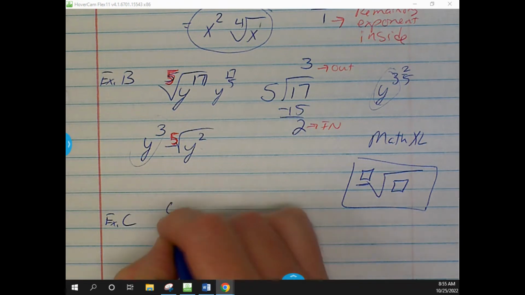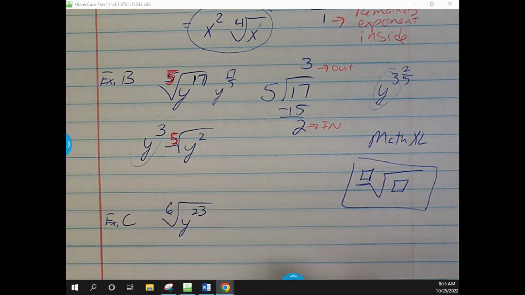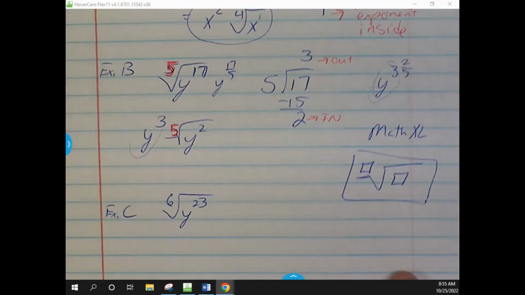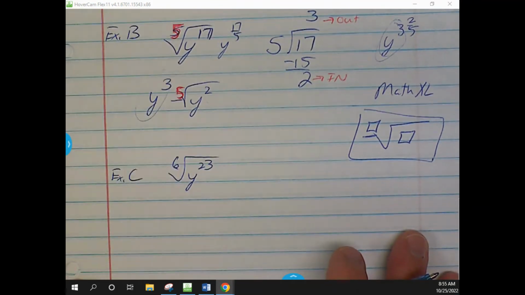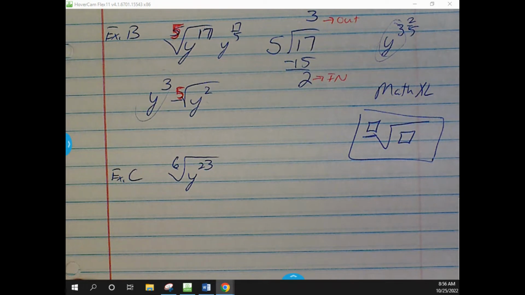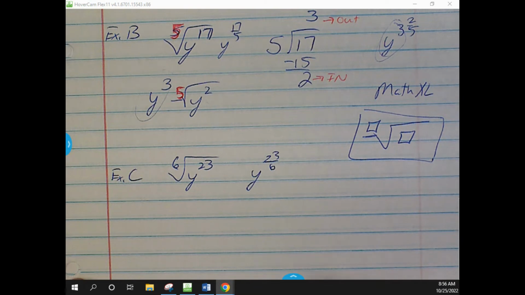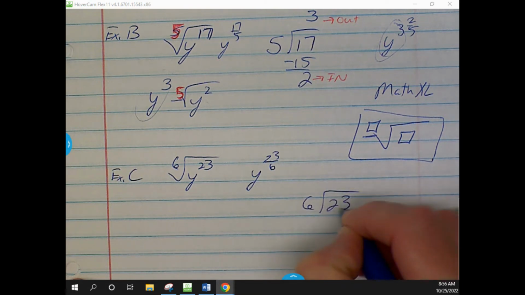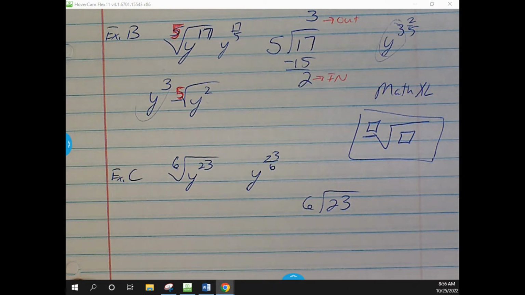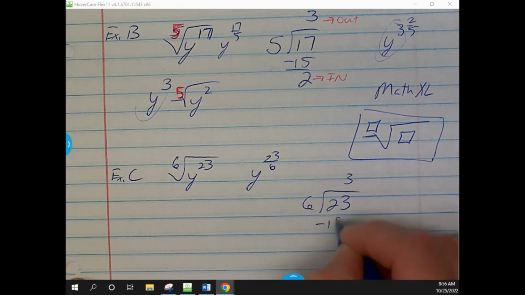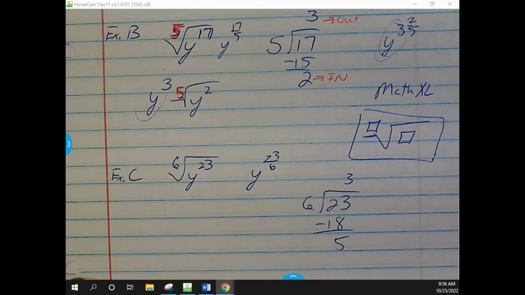All right, so let's do the sixth root of y to the 23rd. All right, and again, and we're actually kind of previewing some things that's going to happen in a little bit, because some of these, they're going to ask you to change it from radical form to exponential form, which is really what we're doing. So that could be y to the 23rd over 6. So now we're going to divide 6 into 23. So that'll go 3 times with 5 left over.